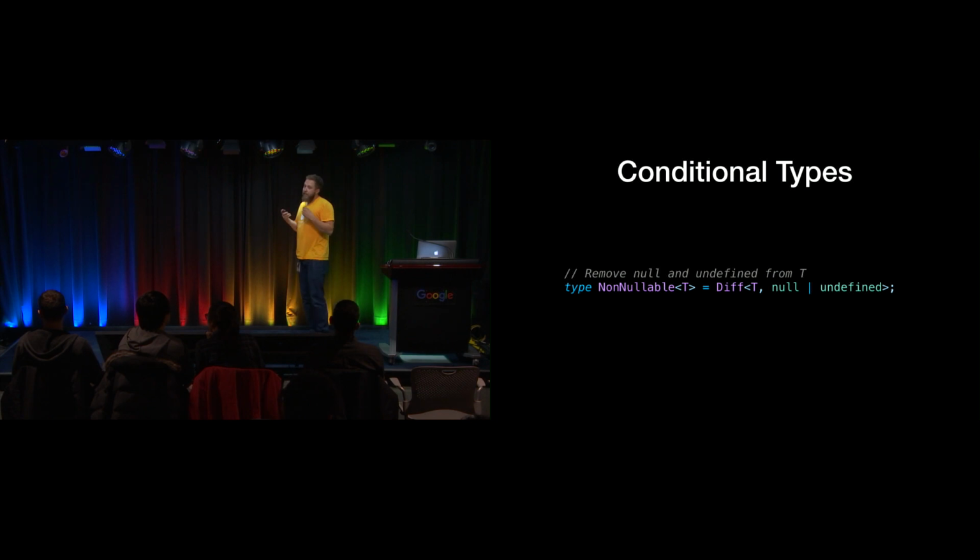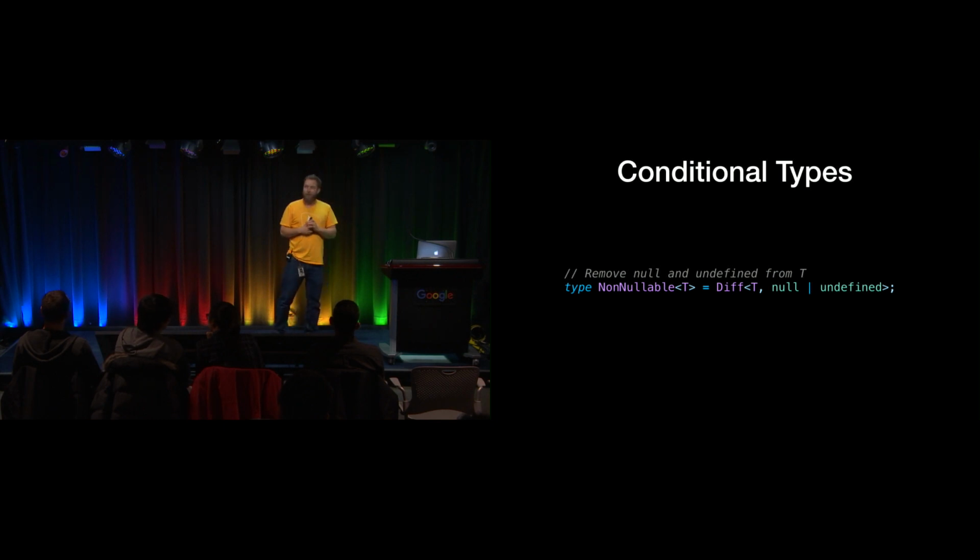There are some built-in types already. For example, there is a special NonNullable type. It's a built-in type, and it acts as a difference, right? So from T, we're extracting everything that's assignable to null or undefined. So what it means, after this, we're guaranteeing that T is neither null nor undefined, and it's some other type that could have those.